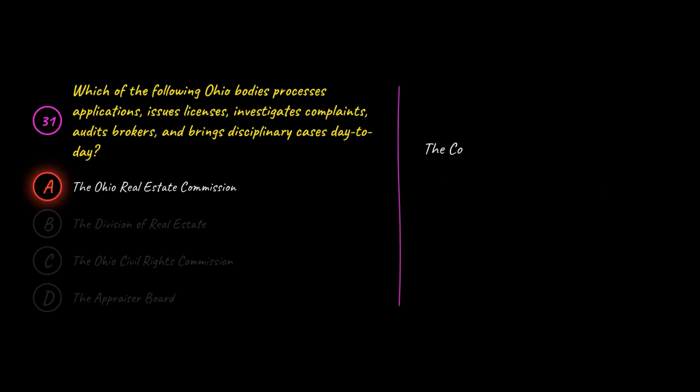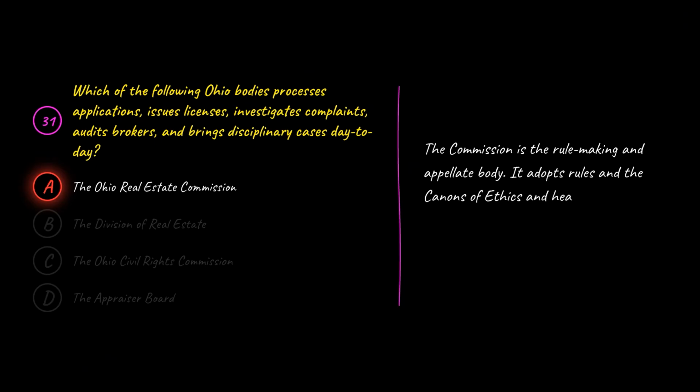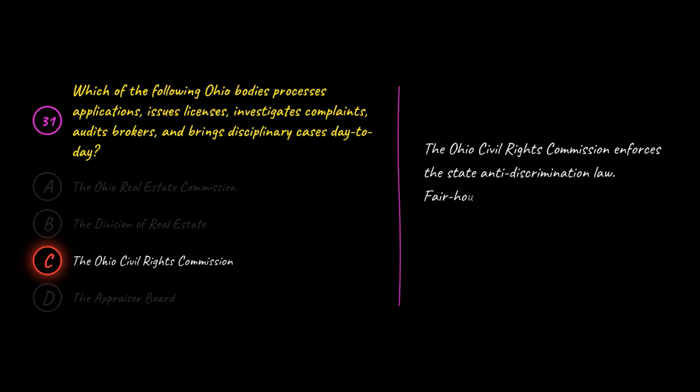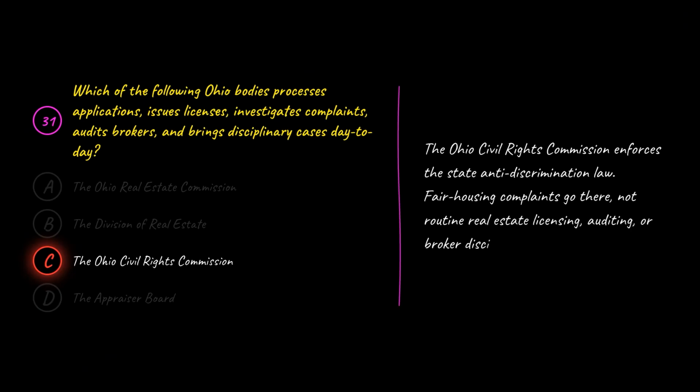A is wrong because the Commission is the rule-making and appellate body. It adopts rules and the canons of ethics and hears appeals, but it does not run the day-to-day licensing and investigative work. C is wrong because the Ohio Civil Rights Commission enforces the state anti-discrimination law. Fair housing complaints go there, not routine real estate licensing, auditing, or broker discipline.